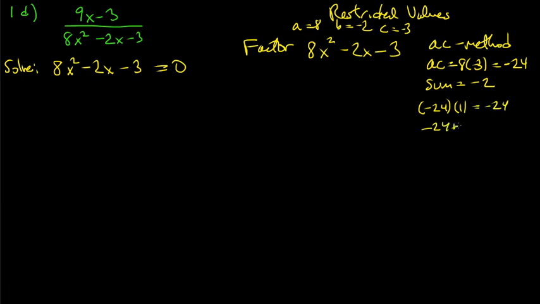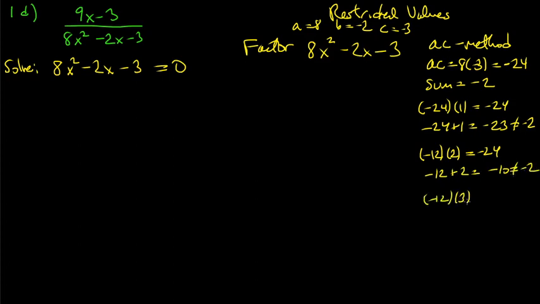Negative 24 plus 1 is negative 23. So that's no match. That's not negative 2. So let's try negative 12 times 2. That's still negative 24. Negative 12 plus 2 is negative 10. Still no match.